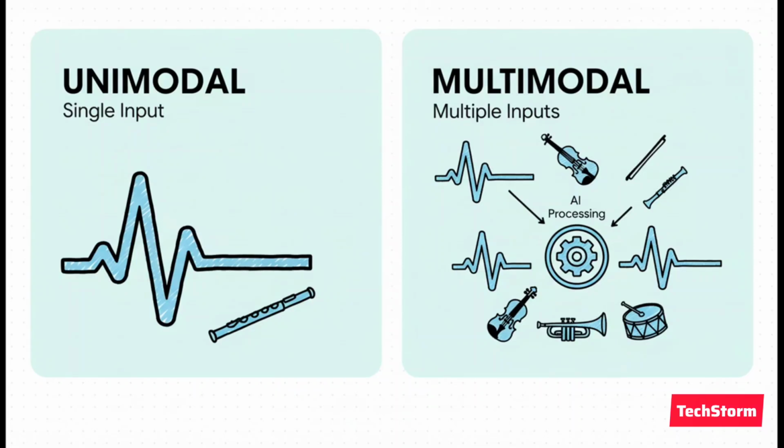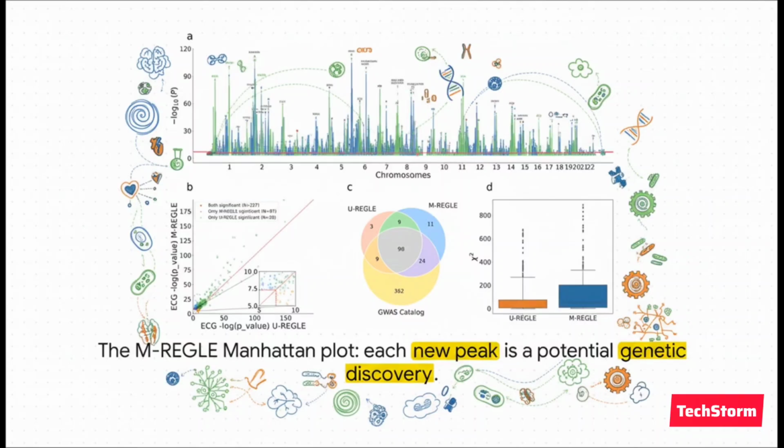The new approach, called multimodal, is about hearing everything at once. And a new method, MRegle, does exactly that. It listens to all the instruments at the same time to find harmonies, these connections that are completely invisible when you're just focused on one section. And wow, just look at the result.